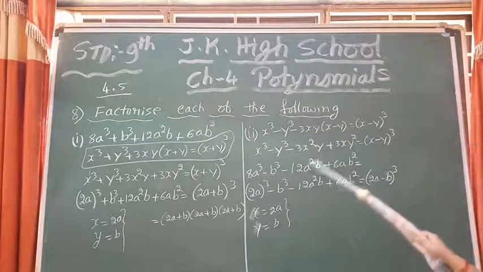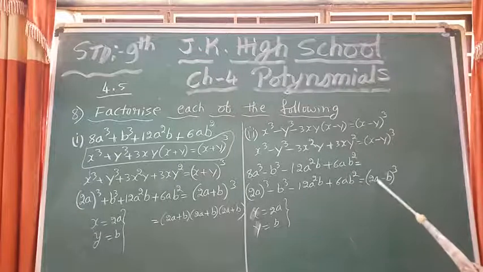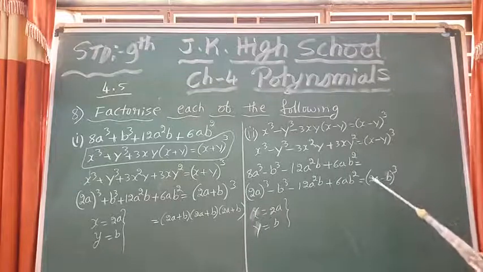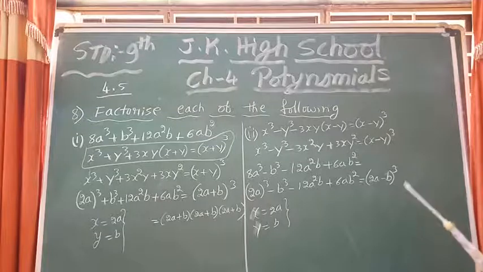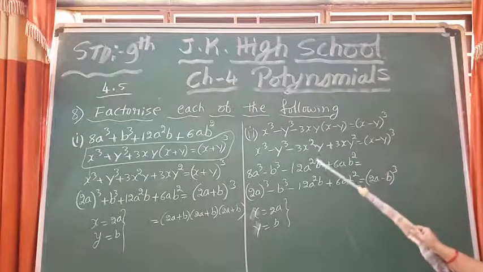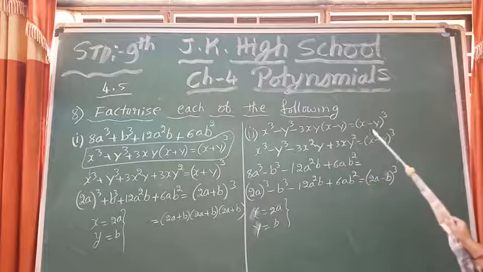In place of x, according to this identity, you can substitute 2a, and in place of y, b. So it becomes (2a minus b) whole cube. (2a minus b) whole cube means (2a minus b) written 3 times, and you can write it in cubic form. So there are 3 factors for this expression. We have to factorize by using the identity.